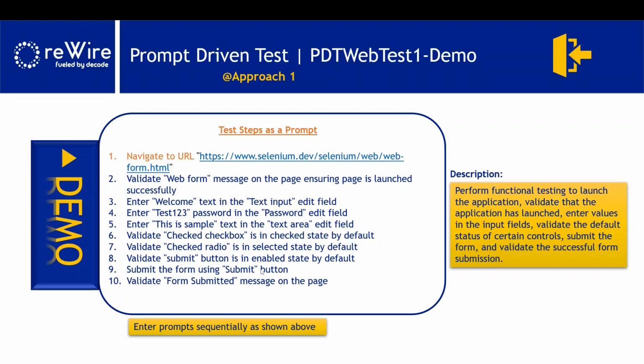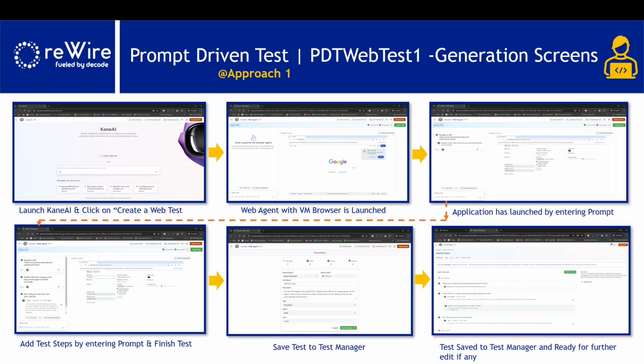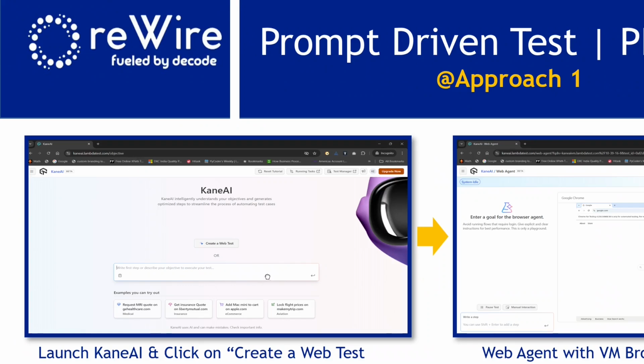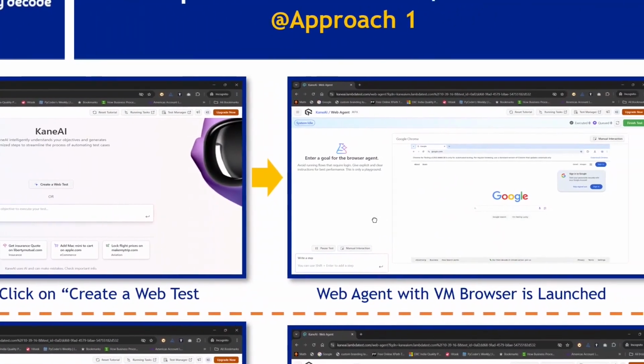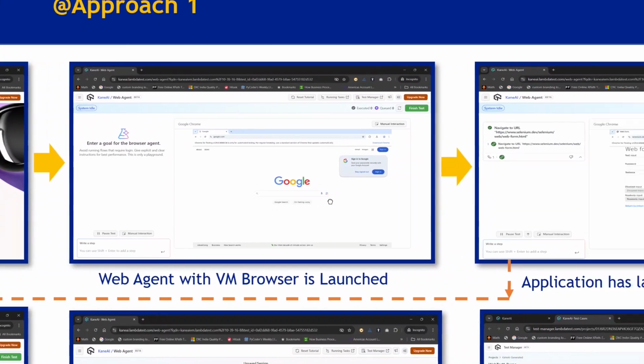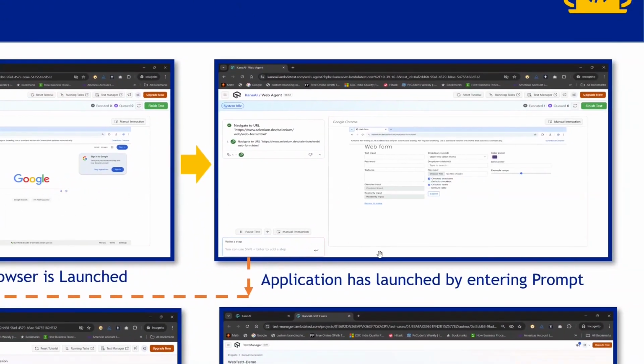This is how it works, and I'll give you a walkthrough of these screens, which I'm going to publish in the blog as well. You can see over here the actions that I have shown; I've taken the screenshots. Here is the interface. The next step is the web agent with the VM browser launched, and then entering the prompt, where it is asking the user to enter the prompt.